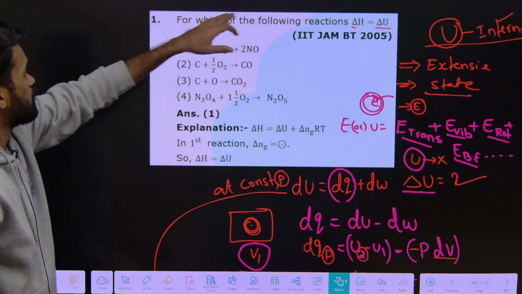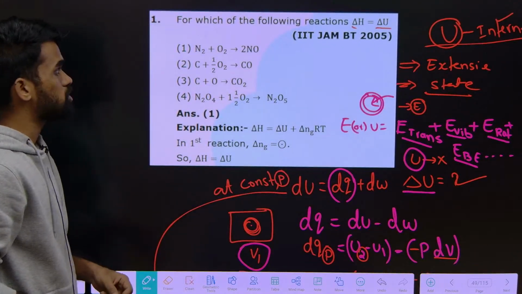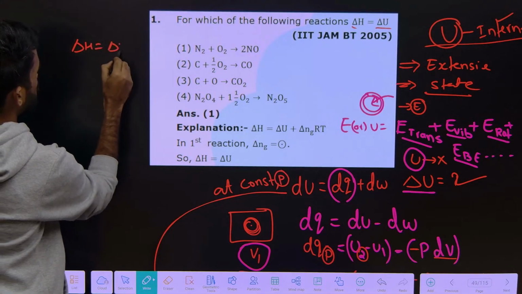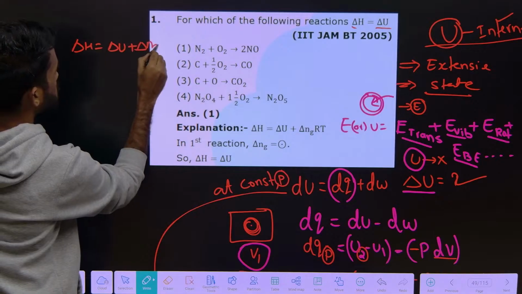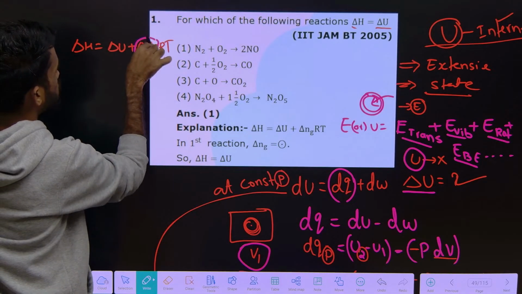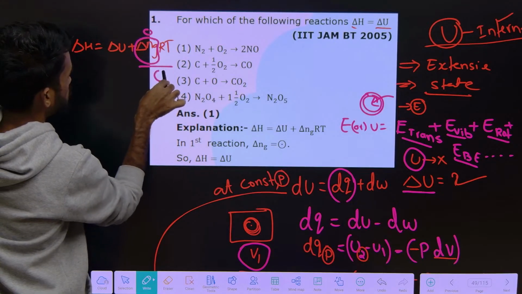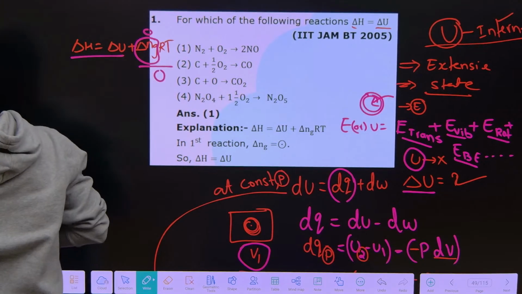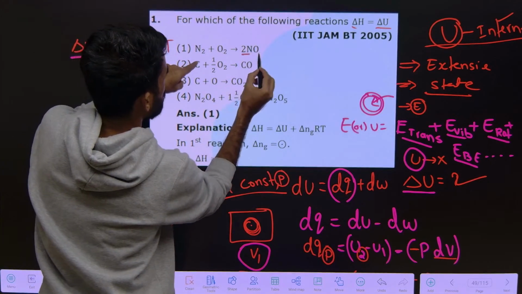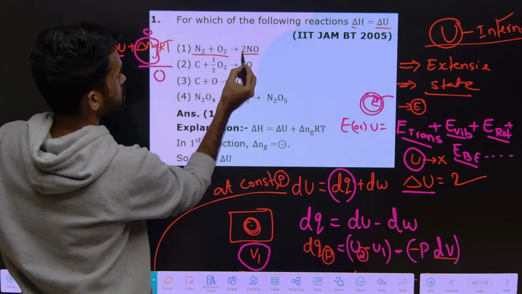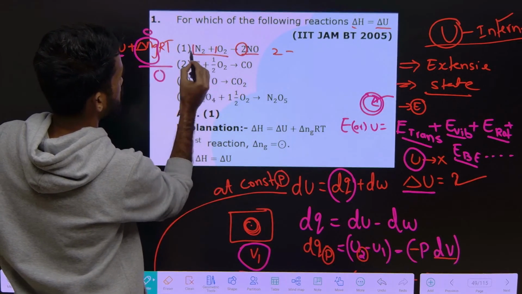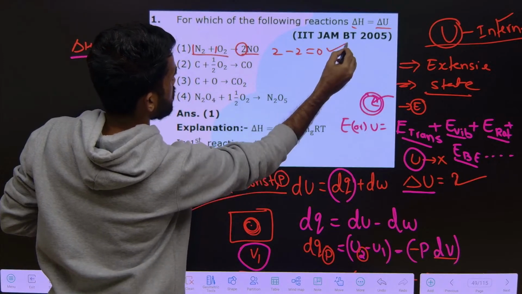See, for which of the following reactions is delta H equal to delta U? They are saying delta H should be equal to delta U, but we have the relation like this. It means if delta Ng is 0, the second term becomes 0, therefore they will be equal. So when will that be equal? Number of gaseous products and reactants must be equal. How many gaseous products are here? 2. Gaseous reactants? 1 plus 1, 2. So this will be 0, yes, it is perfect.